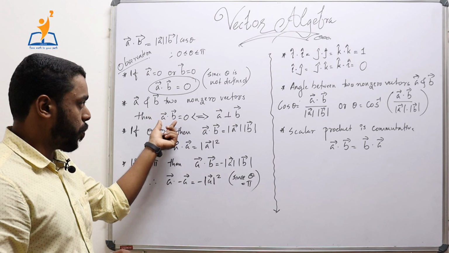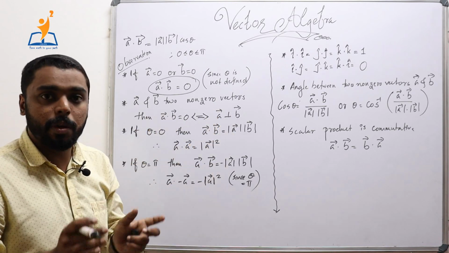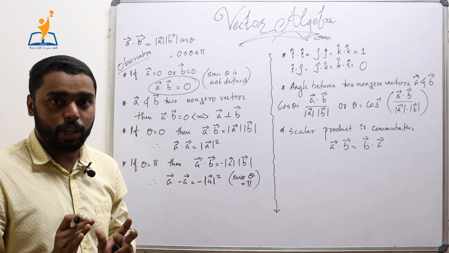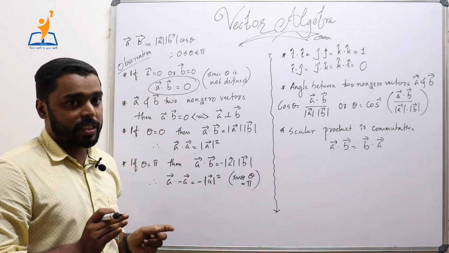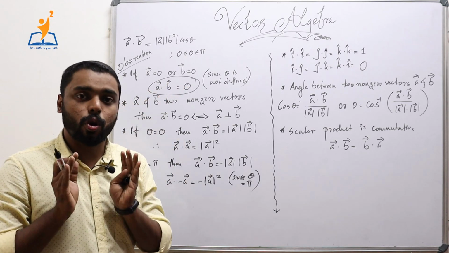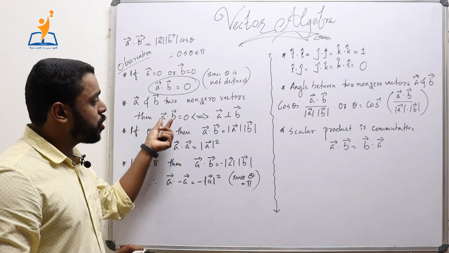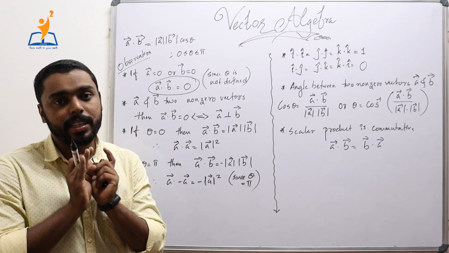So perpendicular implies dot product is 0. Conversely, dot product 0 implies these two vectors must be perpendicular. These are the only options for the dot product to be 0. So always remember that whenever any of the vectors is 0, then the scalar product or dot product is definitely 0. Also, whenever the two vectors are perpendicular, then also the dot product is nothing but 0.